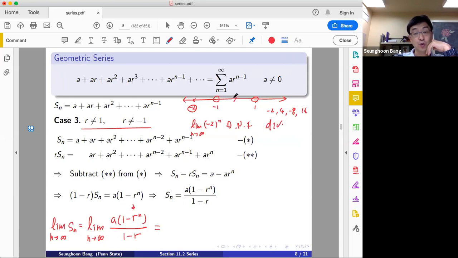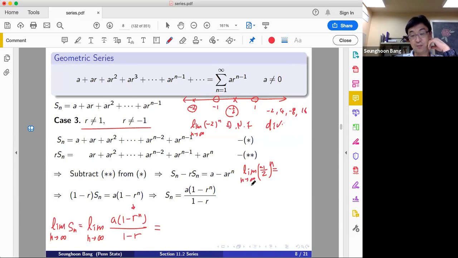What happens if you choose some point between minus 1 and 1? One example is negative 1/2. You can choose minus 1/2. What's the limit as n approaches infinity of minus 1 over 2 to the power n? What is your answer? Could you write your answer on the chatting board? What is the limit of minus 1 over 2 to the n as n approaches infinity? What do you think? Zero? Is it right?